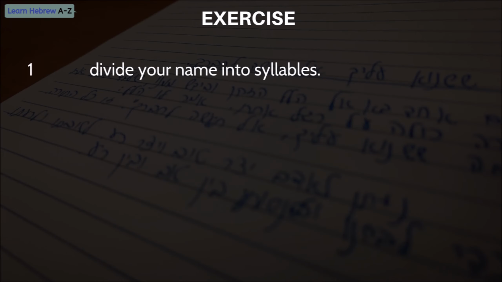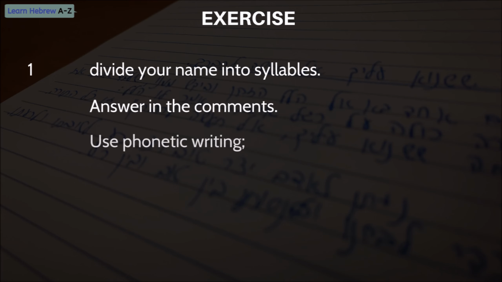Today we learned about syllables in Hebrew. Try and divide your name into syllables. Write to me in the comments what do you think the syllables are. Use English phonetic writing and even better, if you can, for extra practicing, add the Hebrew version of your name with the syllables.